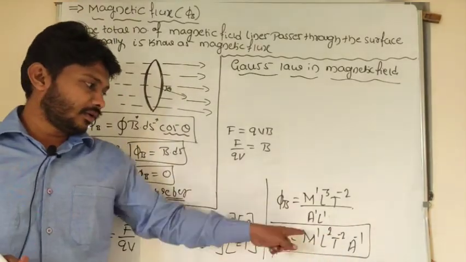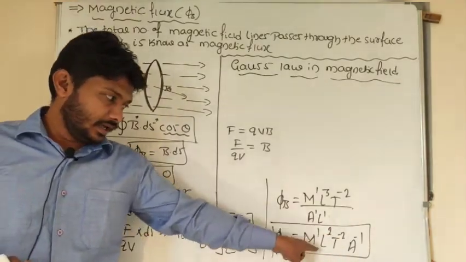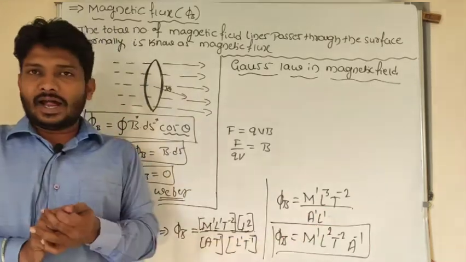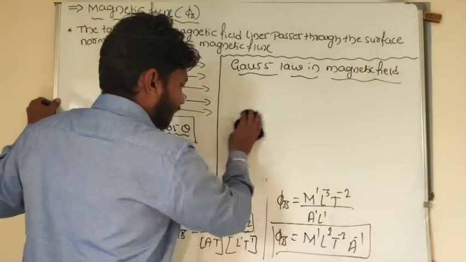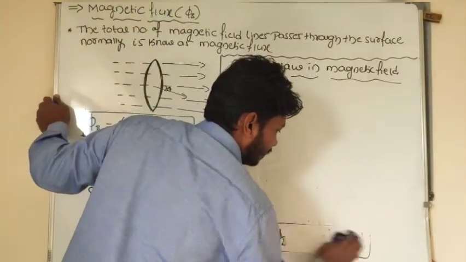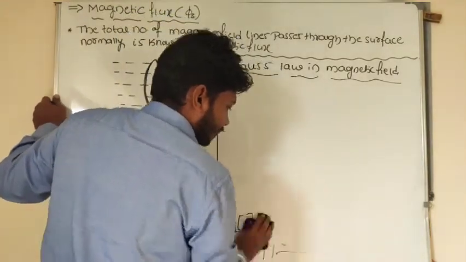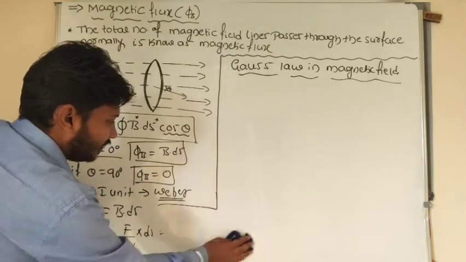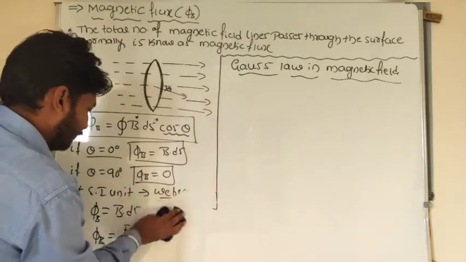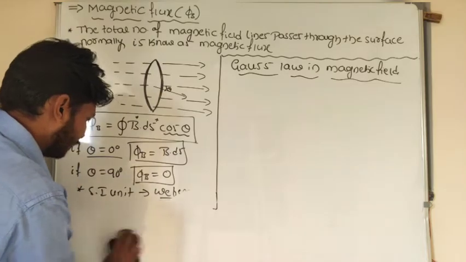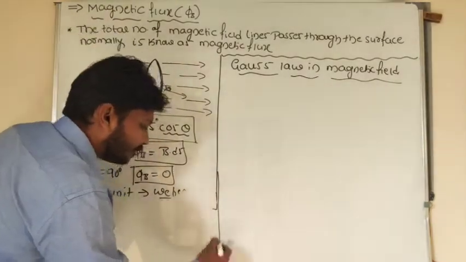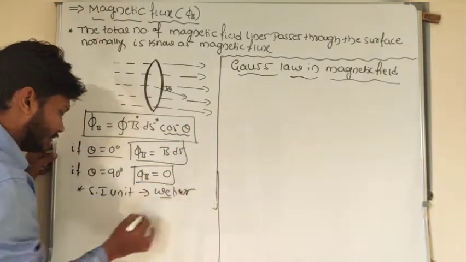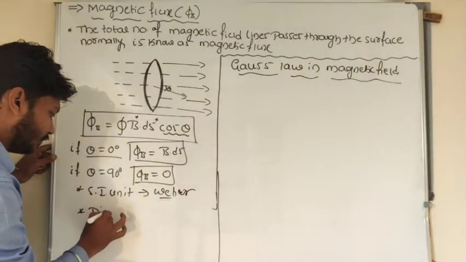What is the dimensional formula for magnetic flux? M1 L square T to the power of minus 2 and A to the power of minus 1. So this is the dimensional formula for magnetic flux here. So wait a minute, I will just write that dimensional formula for magnetic flux here. After that we'll have a talk about Gauss law in case of magnetic field. Dimensional formula.